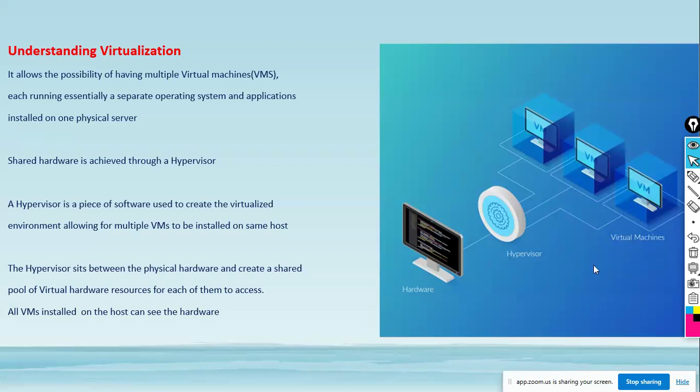The hypervisor is the one which acts as the interface between your actual physical device and the virtual machines. Any request to a VM has to go through the hypervisor, then through the hardware.